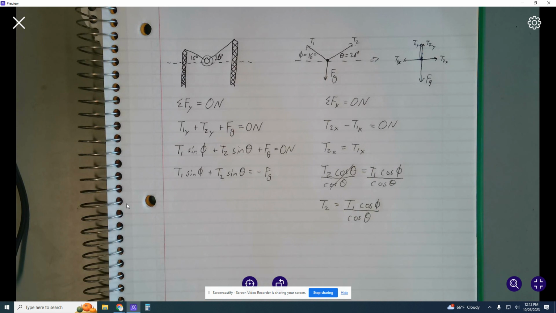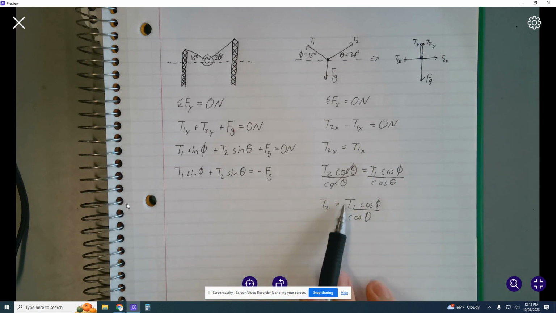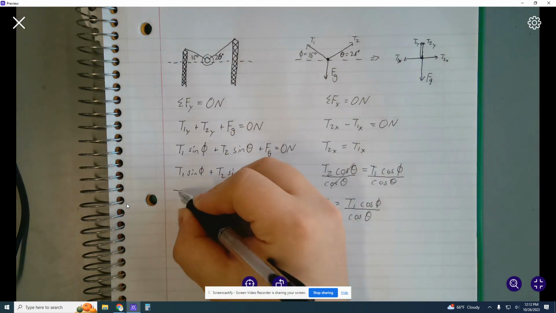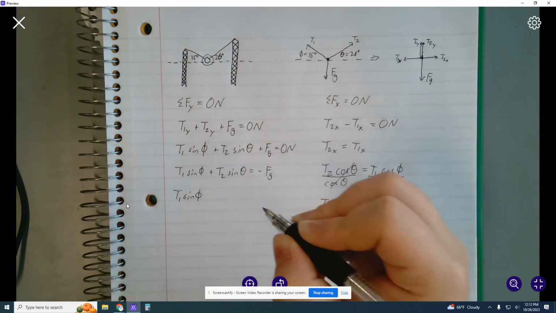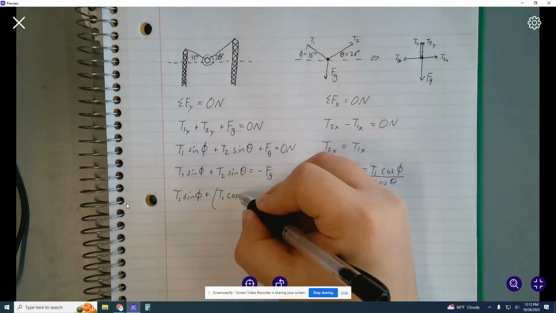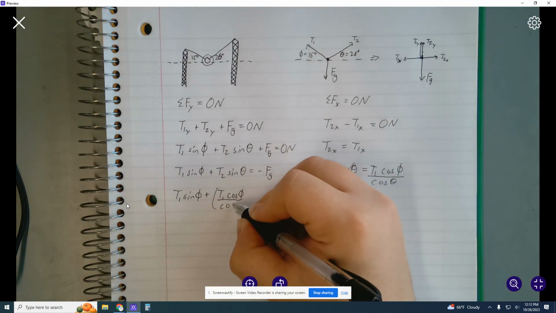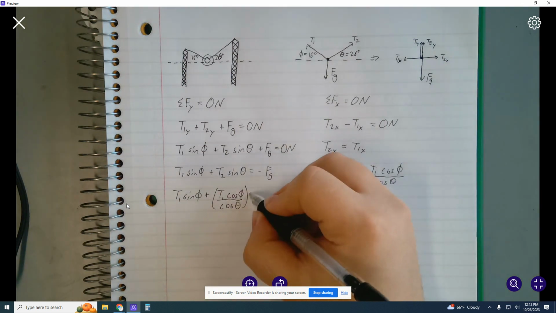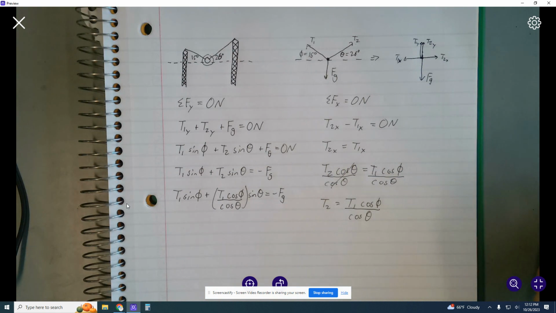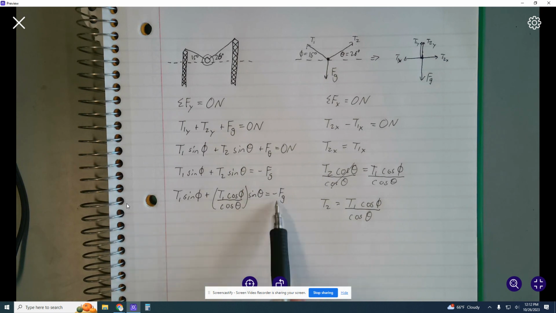So with that, I can plug my T2 value here into T2 here. So we'll have T1 sine phi plus T1 cosine phi divided by cosine theta times sine theta. And that is equal to negative FG. I only have one variable here now, T1. I know my phis, I know my thetas, and I know FG. Or at least I know how to calculate FG, but we'll get to that in a second.